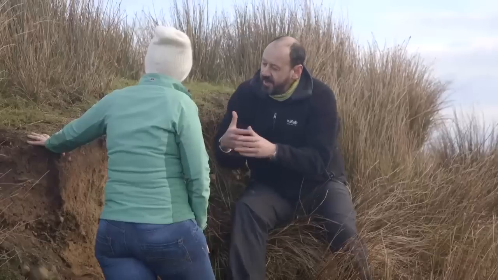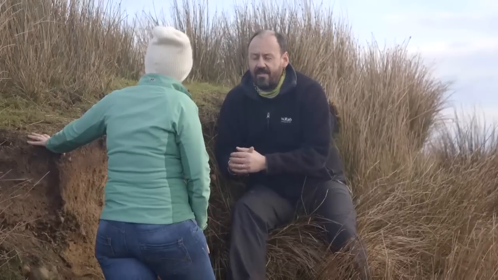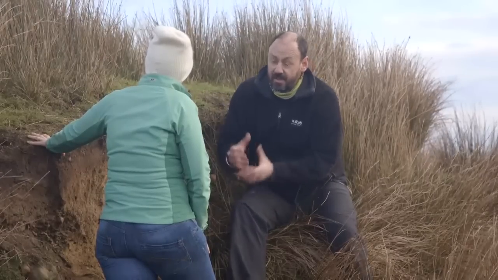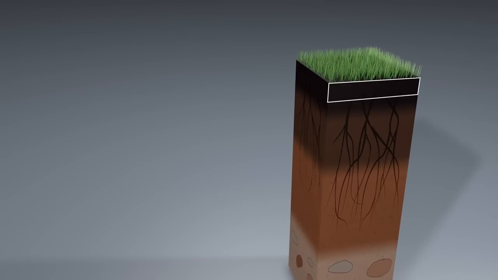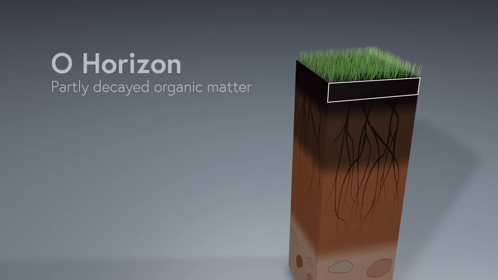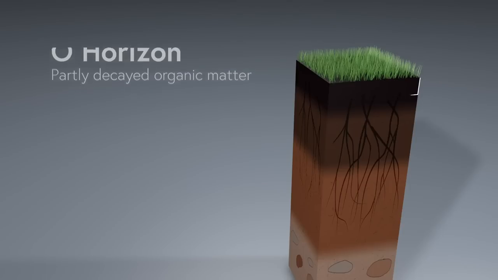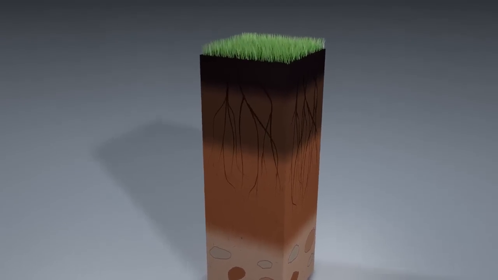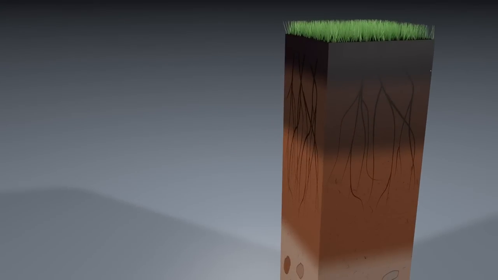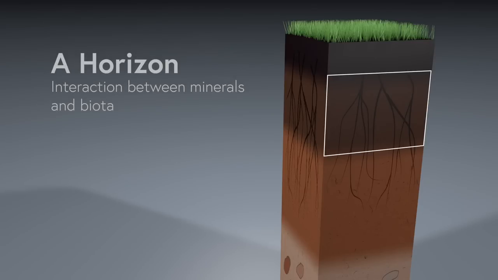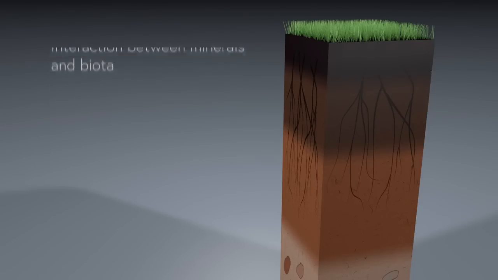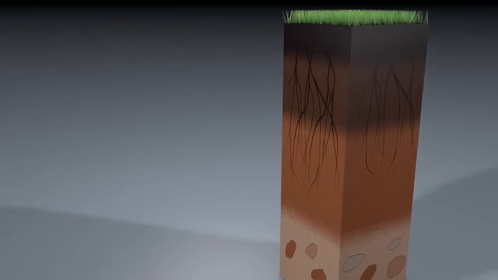Absolutely. A classic soil description would have a number of horizons. Typically, we would start off with an O horizon at the surface, O for organic matter. This is at the surface where all the plants decay at the top of the soil, and then we go from the O to the A horizon. The A horizon is where all the action is, where all the interaction between the minerals, the organic matter, and the biota occurs.